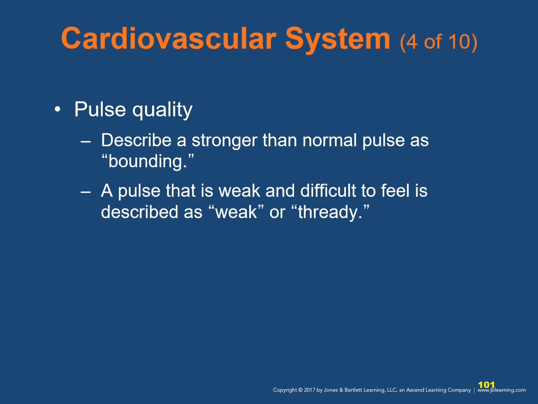With pulse quality, if the pulse feels of normal strength, you should describe it as being strong. You should describe a stronger than normal pulse as bounding. A pulse that is weak and difficult to feel is described as weak or thready.